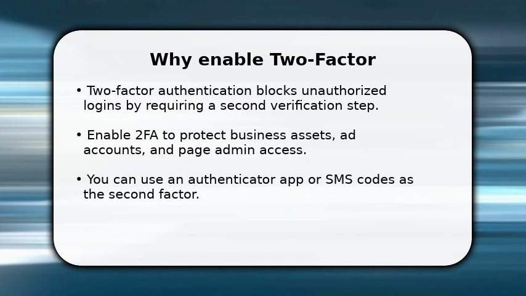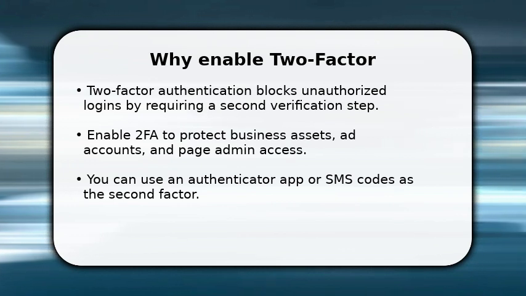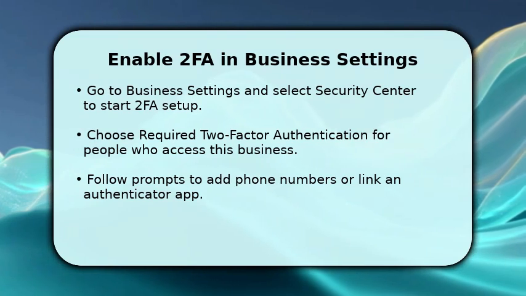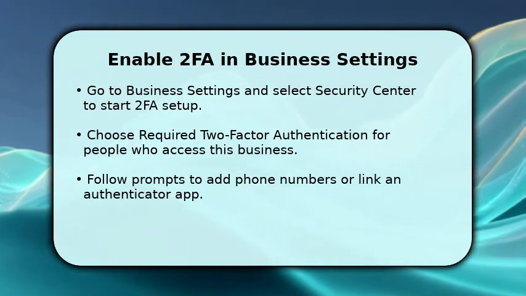You can use an authenticator app or SMS codes as the second factor. Authenticator apps are recommended for stronger security and fewer SIM risks. Follow the steps in Business Manager to set up and enforce. Go to Business Settings and select Security Center to start 2FA setup.